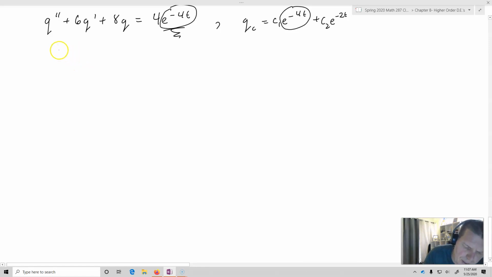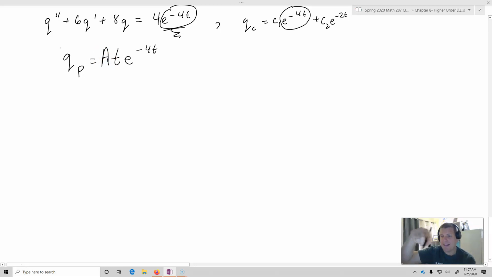My trial solution, we're going to call it QP, is going to equal a t e to the negative 4t. So that we modify, we add the power of t onto e to the negative 4t in order to make it linearly independent, but it still has the form of e to the negative 4t.